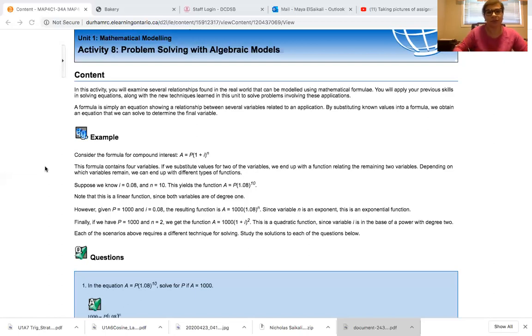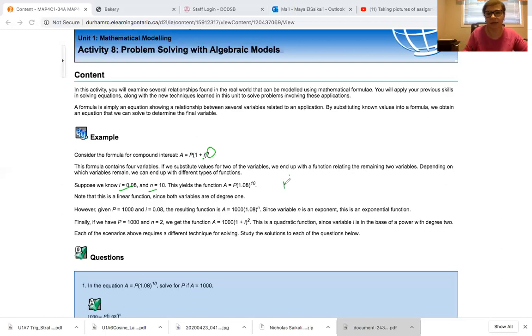The first example says, suppose that we have I and we have N. So they give me the I and they give me the N. And I is 0.08 and N is 10. So I'm going to end up with an equation that looks like this. A equals P times 1.08 to the power of 10. Remember that just the 1.08 is to the power of 10. That's why there is the bracket. So if I put that in the calculator, that's going to give me 2.1589, whatever, right?